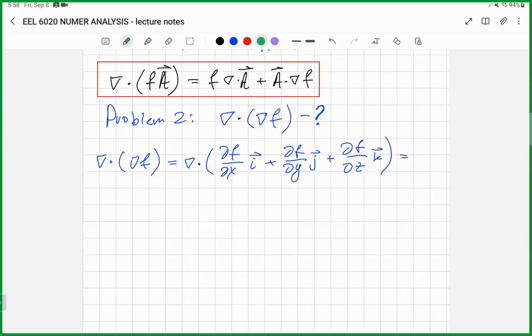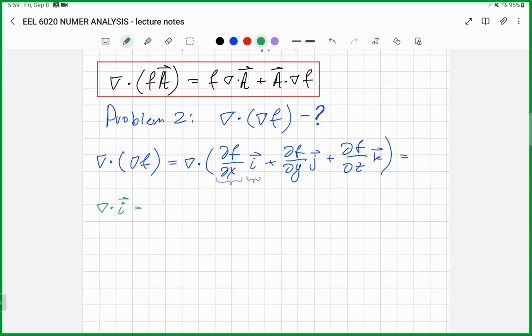Before we do the calculations, we have the divergence of the product of two terms here, the divergence of f and the unit vector. So what is the divergence of a unit vector? A unit vector is a vector, and we can, of course, consider the divergence of the unit vectors i, j, and k.